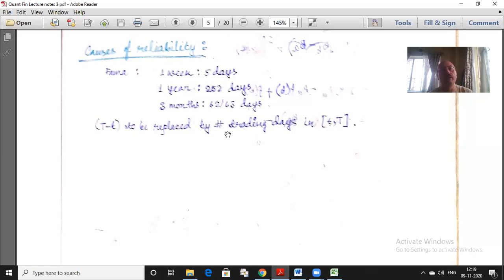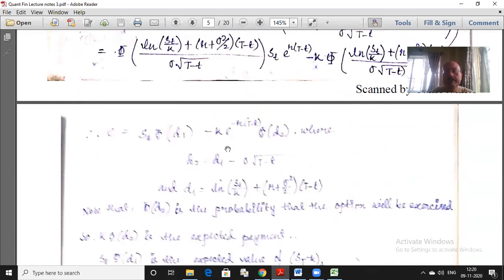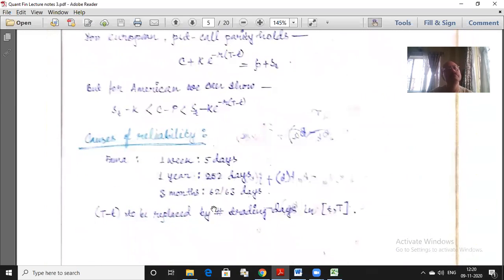So for volatility calculations, Fama prescribed that you should not look at the calendar days. You should look at number of trading days. So if you have a 3-month-long contract, instead of 91 days, your calculation should be based on 62 or 63 days. As many days the stock market is open in that 3-month period. So all the volatility calculations which happen here in this capital T minus T formula should be not in terms of calendar days, but in terms of trading days as prescribed by Fama.